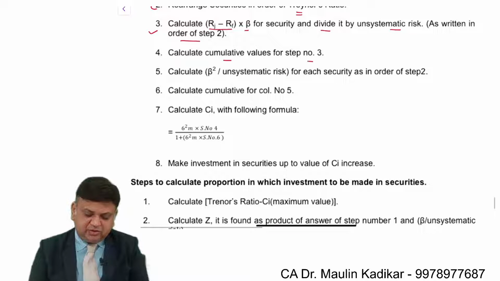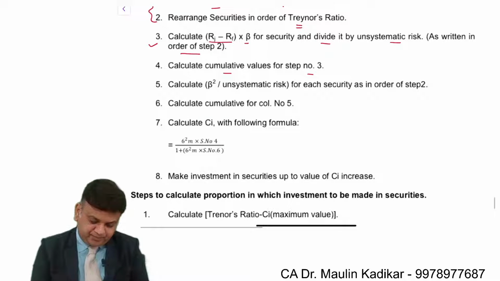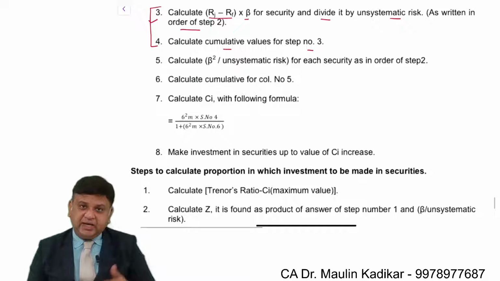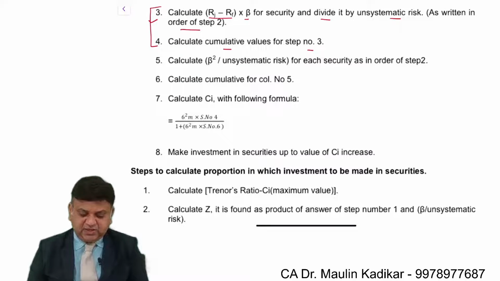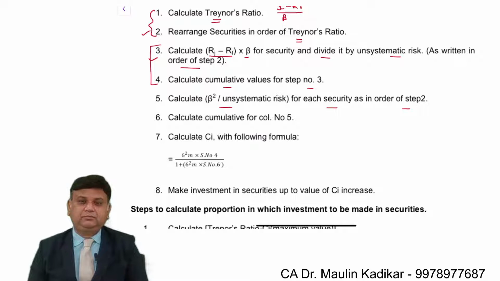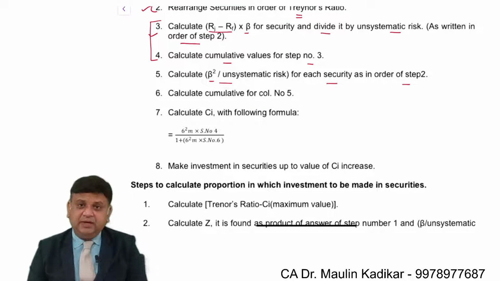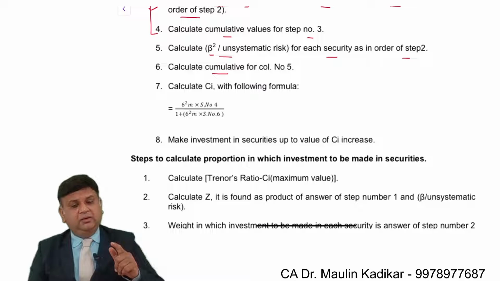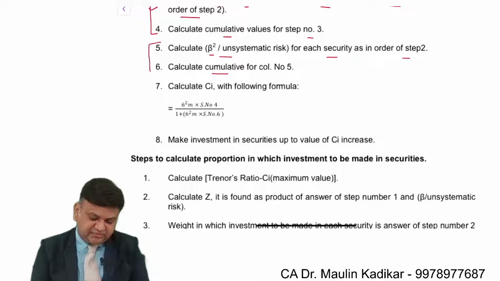We will compute the cumulative value for step number 3. Again we will calculate beta square divided by unsystematic risk for each security, again in the order of step number 2. So based on the Treynor's ratio ranking, we calculate beta square divided by unsystematic risk, and again its cumulative value will be calculated. That is what we are supposed to do.